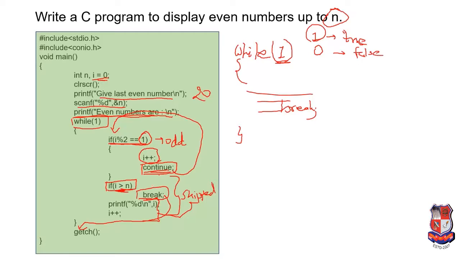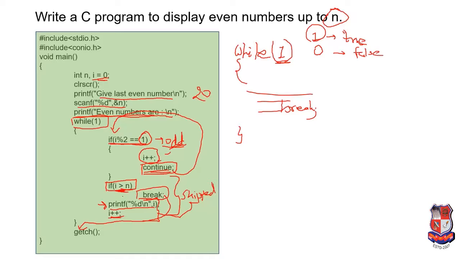Now we have the remaining concept of even numbers. If the number is not an odd number, then the number is an even number. So over here we'll directly print printf("%d\n", i). This statement will print even numbers, and then we have to increase the value of i for the next iteration.